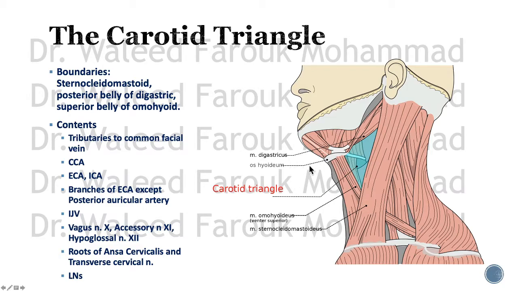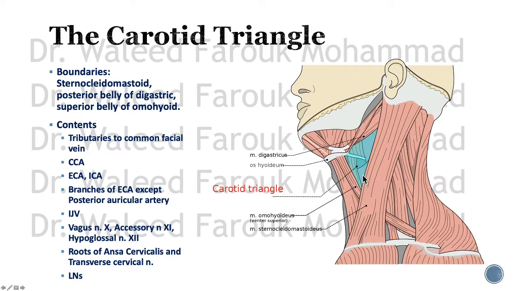The contents of the carotid triangle, as we said, are the common carotid artery dividing into external and internal carotids. The branches of the external carotid, except the occipital, will be there in the carotid triangle. The corresponding tributaries to the internal jugular vein will be there. Nerves like the 10th, 11th and 12th, vagus, accessory, and hypoglossal nerves, and the roots of ansa cervicalis and transverse cervical nerves.